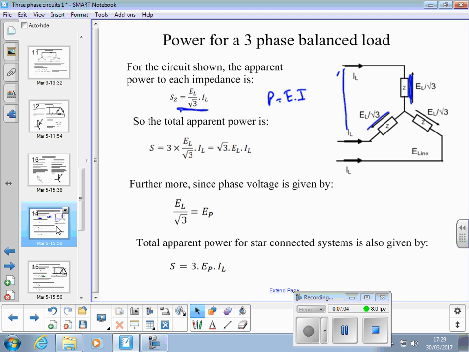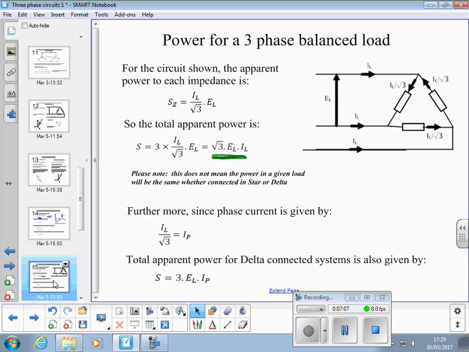In this system, delta, it's the same resistor, 10 ohms, and it's got 400 volts across it. So it's going to have a different current and therefore dissipate a different power. But the total power is still 3 times the line voltage times the phase current, and that still stands true. Everybody reasonably happy with that?